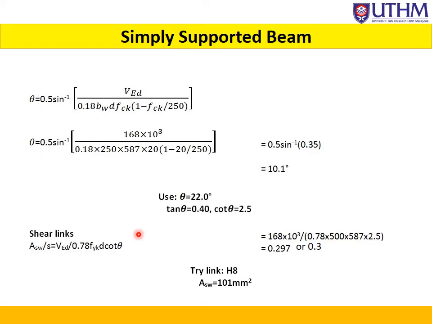We use this formula to get the ratio of ASW over S. ASW is the area of shear link and S is the spacing. We get the ratio is 0.297. Since we use the link diameter of 8 mm, our ASW is 101. This is for a two-leg link. You can refer to shear link design in previous chapters.